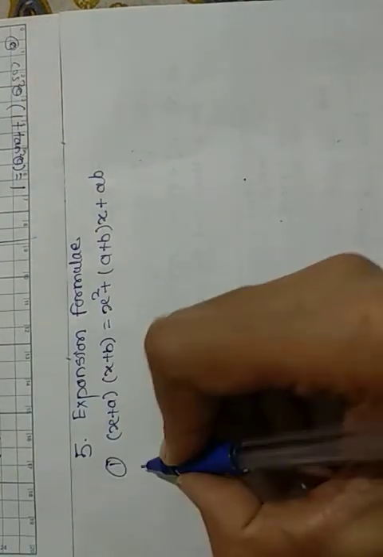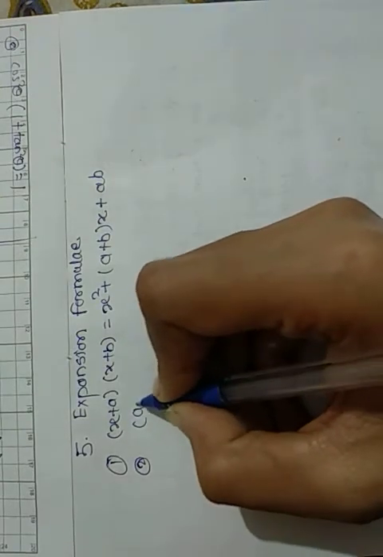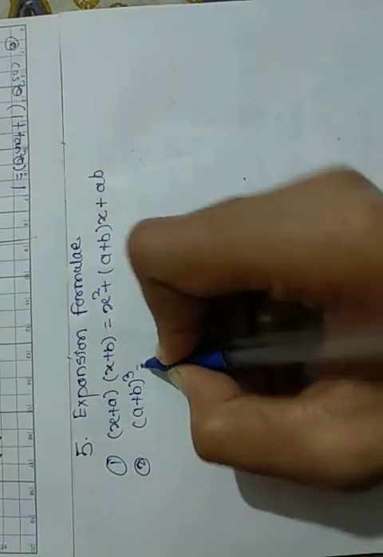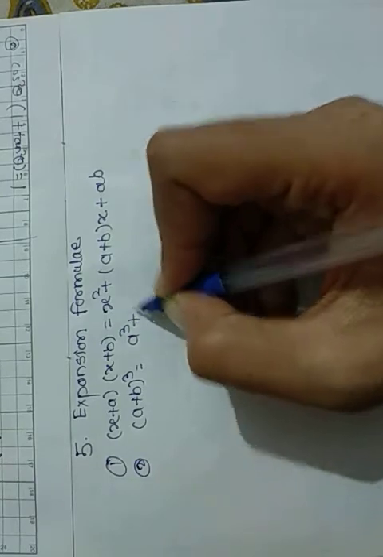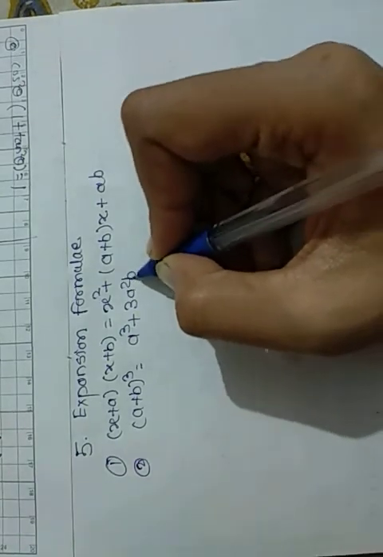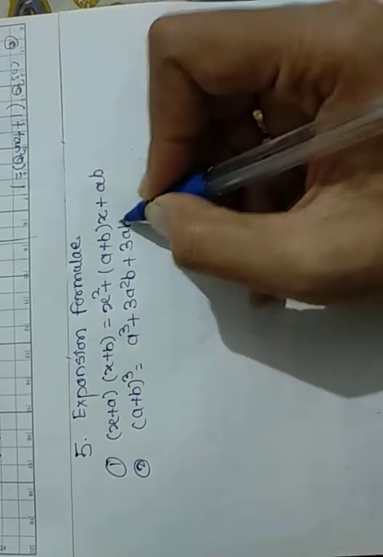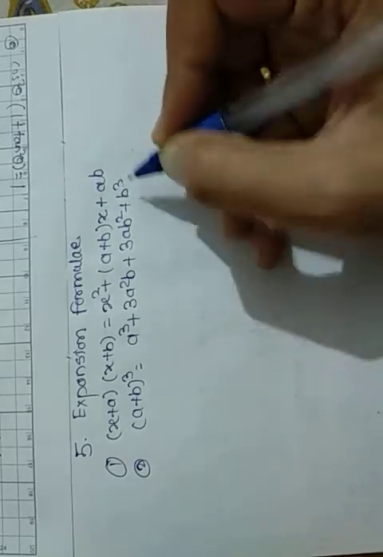The second expansion we saw: (a + b) bracket cube is a cube plus 3a square b plus 3ab square plus b cube.